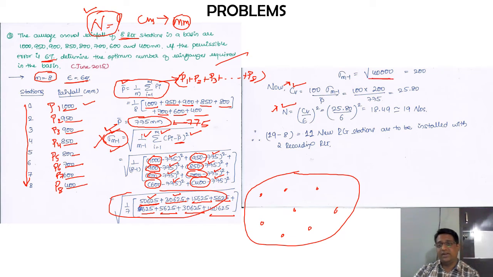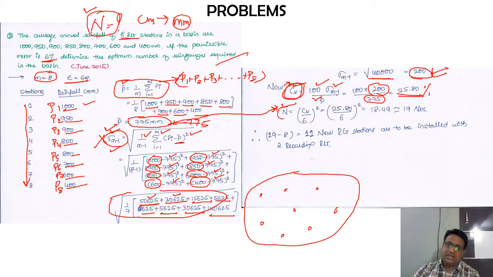So if you do this entire calculation and add it up, ultimately your value will be the square root of 40,000, and your sigma m minus 1 value is going to be 200. Now the next thing will be CV. CV is given by 100 sigma m minus 1 divided by P bar. Sigma m minus 1 is 200 from the previous step, and 775 is the P bar from the previous steps. Based on this, your value of CV will be 25.80 percent.